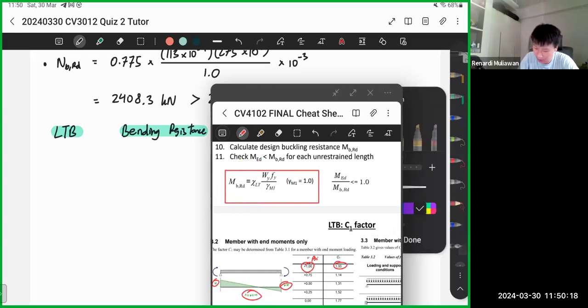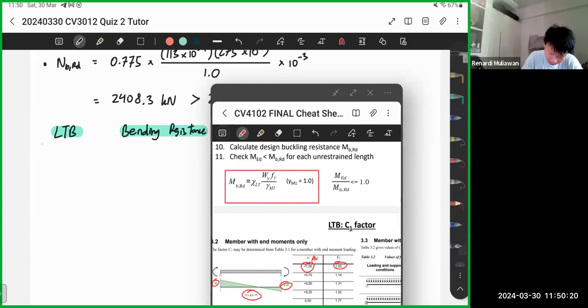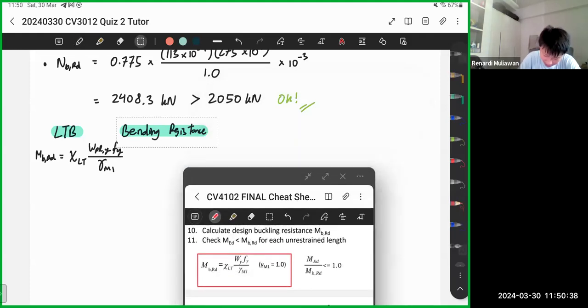I'll just write it down. So LTB, so MBRD is XLT WPLY FY divided by gamma M1. So that's LTB. Then for bending resistance is the other one.